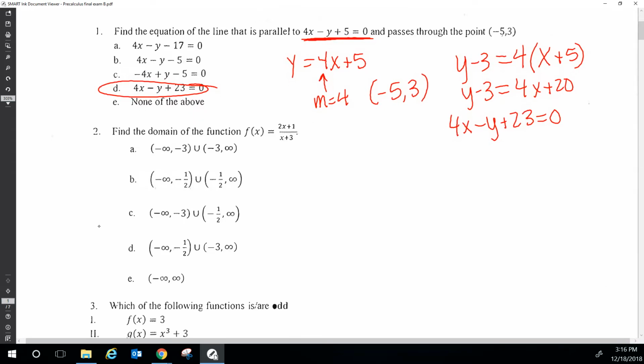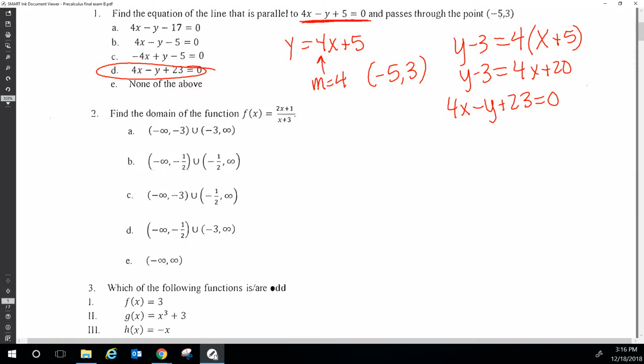For number 2, find the domain of this function. The domain is any x that I can put into this function. The only x that I can't put into the function is whatever makes this denominator 0. So x plus 3 can't be 0, which means x can't be -3. So I want the one that goes from negative infinity to positive infinity and just misses this -3. That's the only one. It can be 1/2. Remember, your numerator can be 0 all day long. That would just be 0.